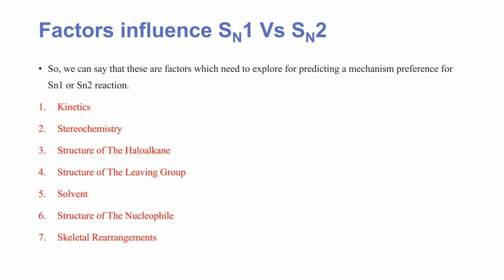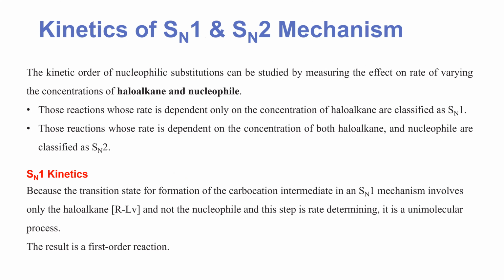And then there is the prediction. We can make an educated guess as to whether this reaction is happening through the SN1 or SN2 mechanism. Our first discussion will be about the kinetics, and then gradually, one by one, the structure of the haloalkane, leaving group, solvents, nucleophiles, skeletal rearrangement, and stereochemistry.